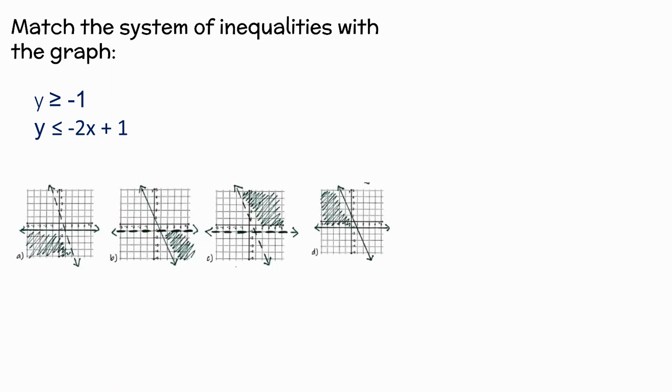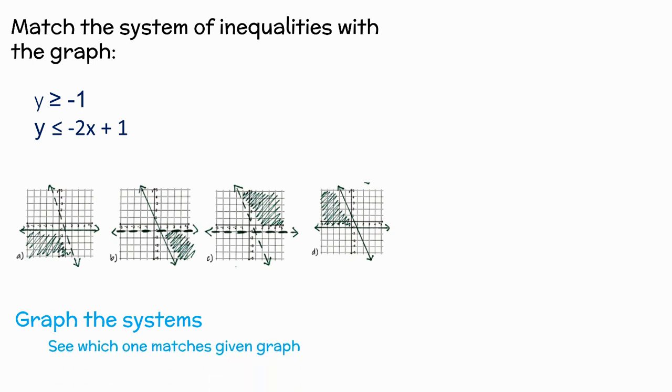So you're also going to see some that look like this. It's going to give you the inequality, and then it's going to give you some answer choices with graphs, and you have to figure out which one matches. So again, you're going to graph the systems and see which one matches the graph. Again, you can go ahead and eliminate some answer choices.